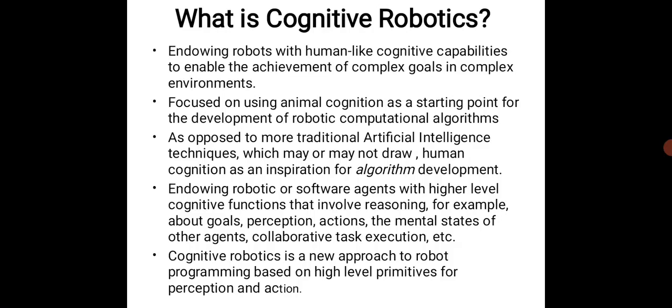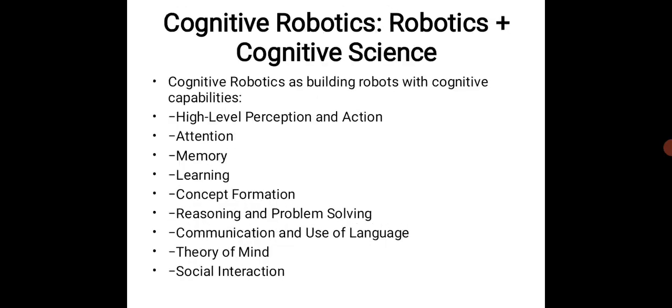Here it is software agents with higher level cognitive functions that involve reasoning, for example, about goals, perceptions or actions, mental states, collaborative task execution, etc. Everything is combined. So shortly we can say that it is robotics with cognitive science. As mentioned, it covers high level perception and action, attention, memory, learning, concept formation, reasoning and problem solving, social interaction, and the use of language, communication skill. All these things are part of cognitive robotics.